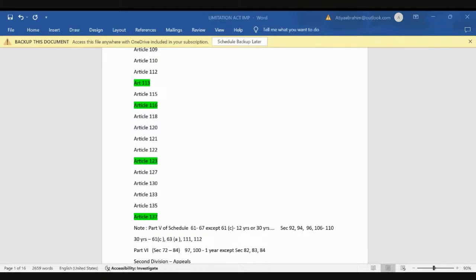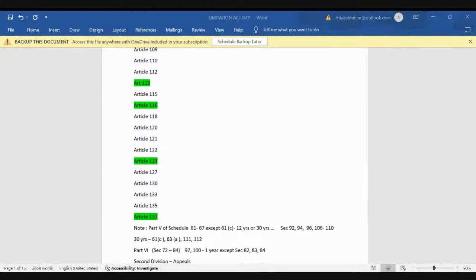So there is a difference between period of limitation and prescribed period. Period of limitation is the time limit for a suit, appeal, or application which you will find in the schedule. As I told you, the act is divided into sections and schedules.